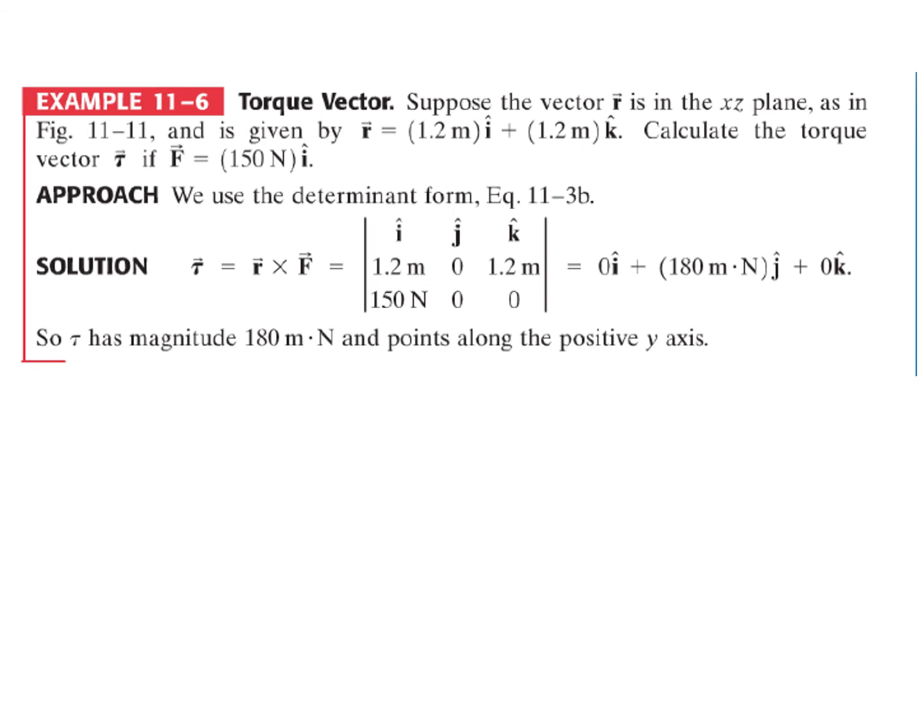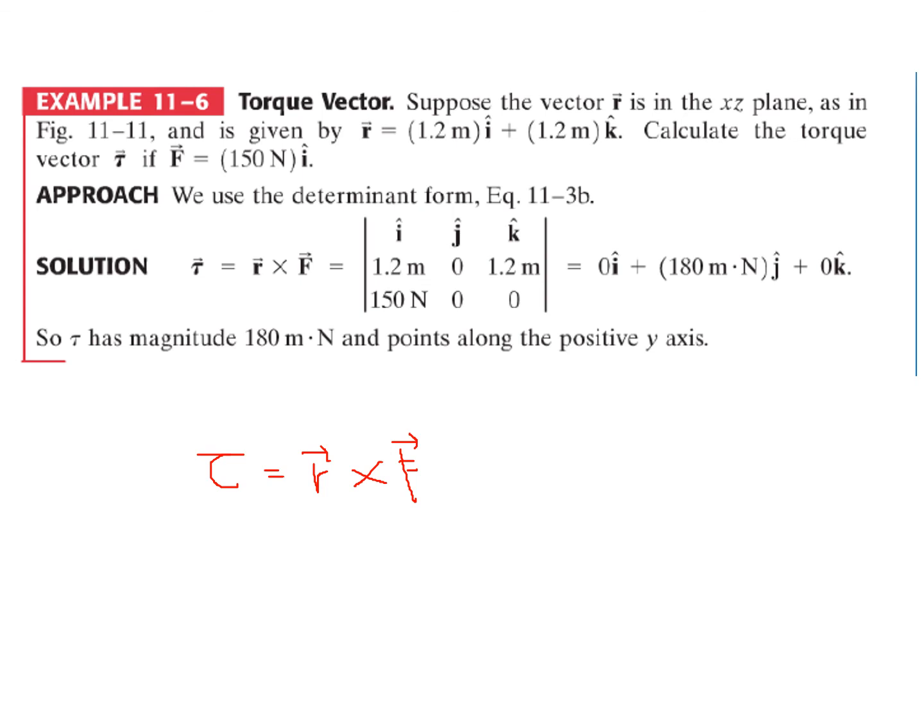This is an example for torque. In torque we are using the vector cross product. If you want to get the torque, it is equivalent to r cross F. r is a vector while F is also a vector. Therefore we need to apply the triangle solution. r contains 1.2i plus 1.2k without j. And how about F? F is 150i only, without j and k.